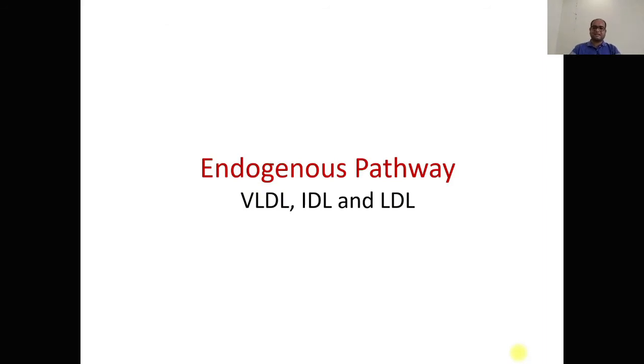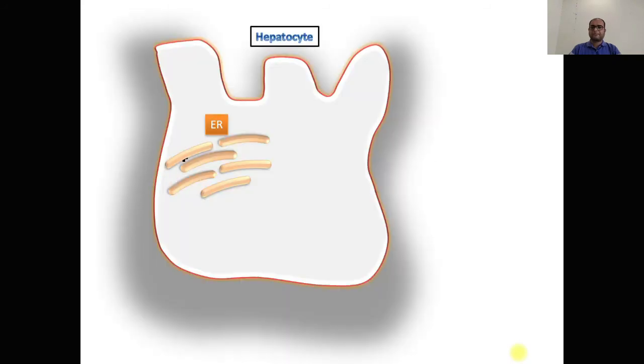Let's talk about VLDL, IDL as well as LDL, which is considered the endogenous pathway. Here we are not utilizing any component that is coming from the diet. That's why it is called an endogenous pathway. What happens is that it is almost just like chylomicron with regard to the VLDL, but here your cell is not an enterocyte but a hepatocyte.